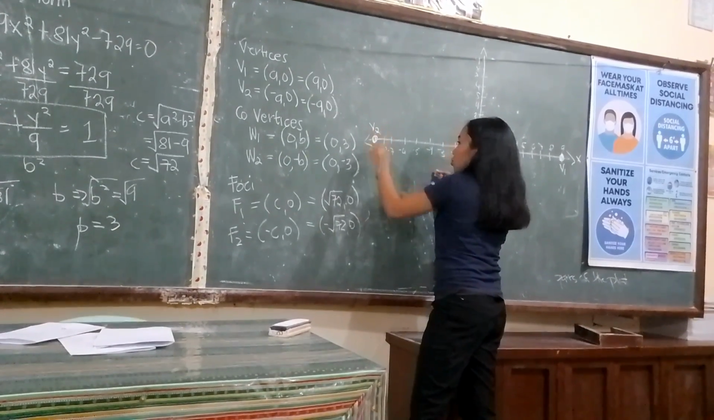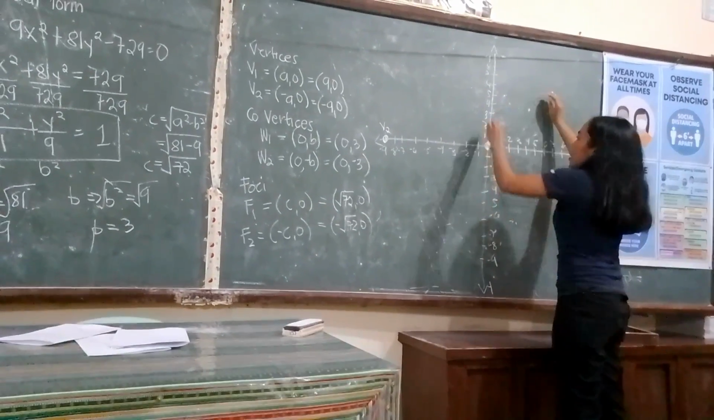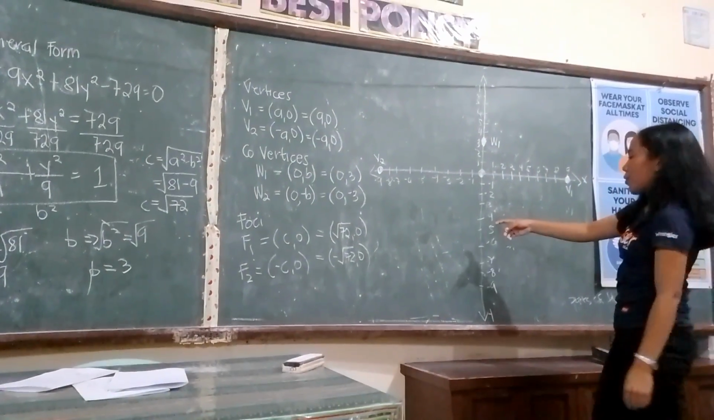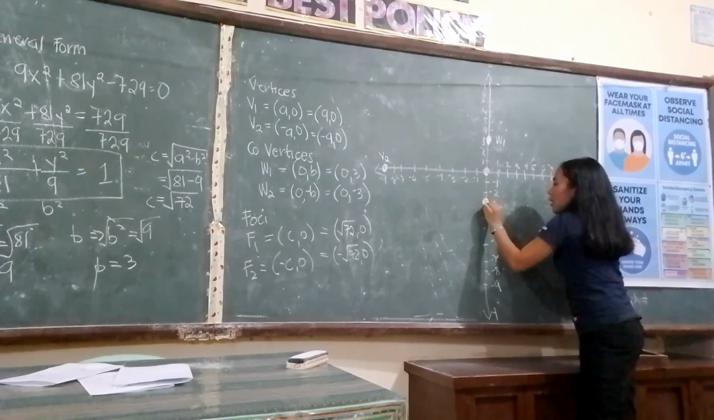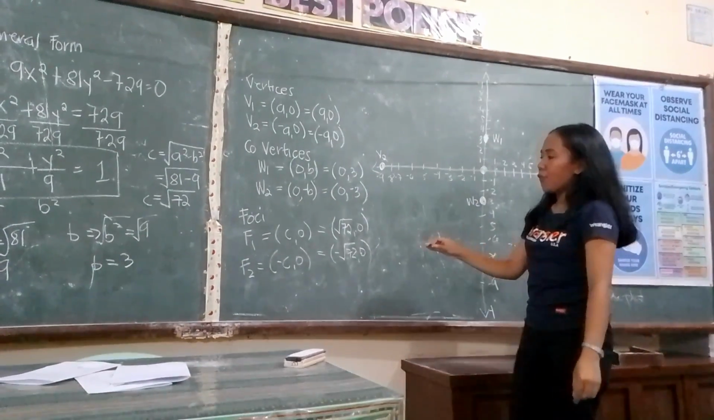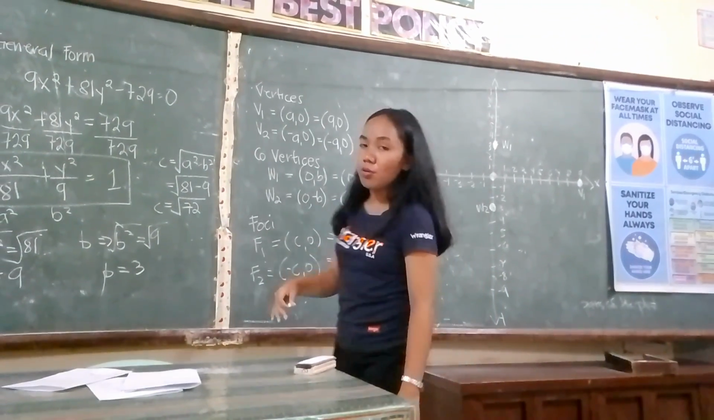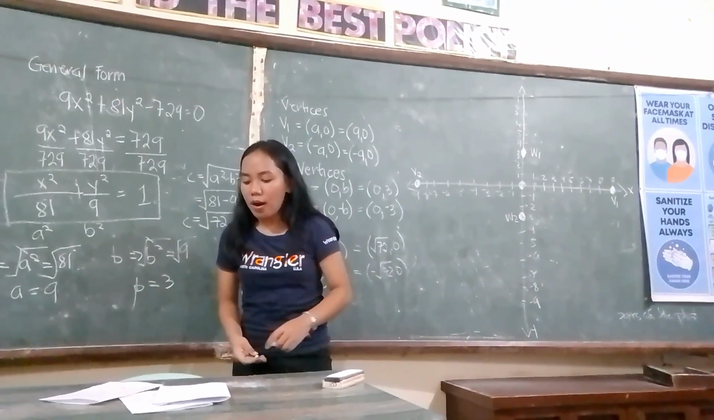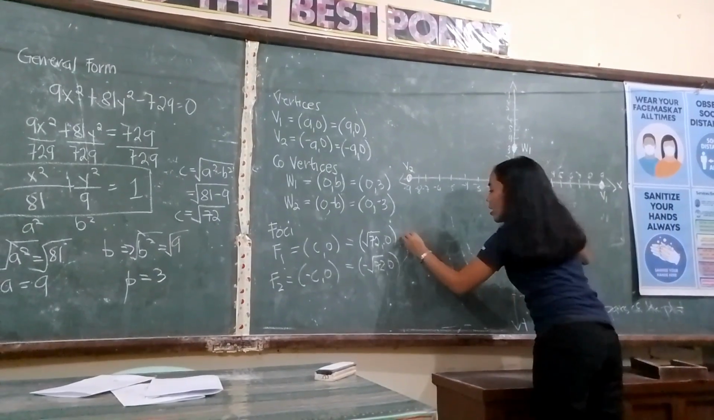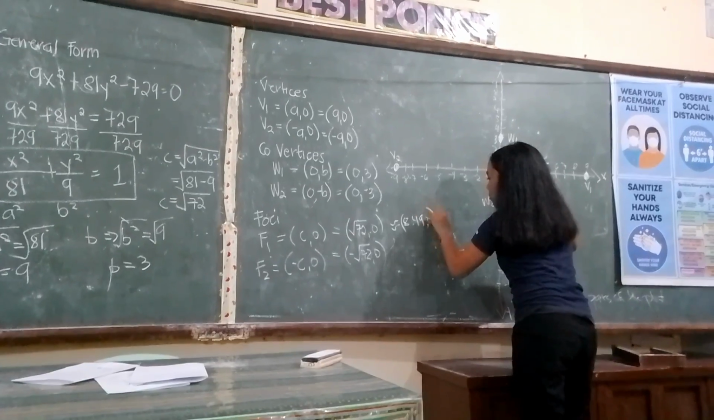For our co-vertices, we have 0 and 3. So we have here our co-vertices. And for the other one, we have 0 and negative 3. And for our foci, when we calculate the square root of 72, we came up with the approximate of 8.49. So 8.49 and 0.